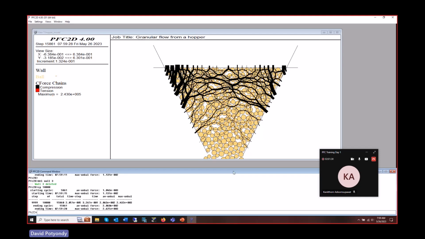There we go. Force chains. It's trying to form a stable arch. It's not able to in this case. Notice the shear load. Notice how these force chains are not perpendicular to the wall. There's a shear component. That's what's happening because there's friction in this system. Friction on the discs and friction at the interface between the balls and the walls.